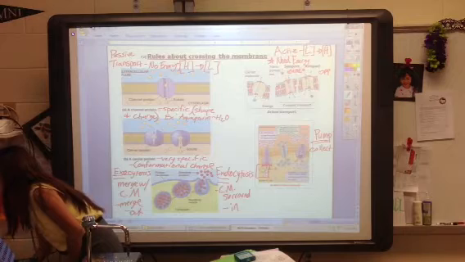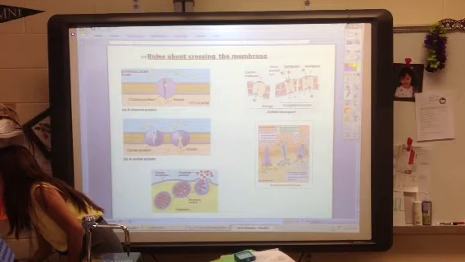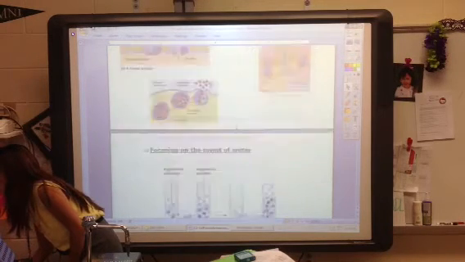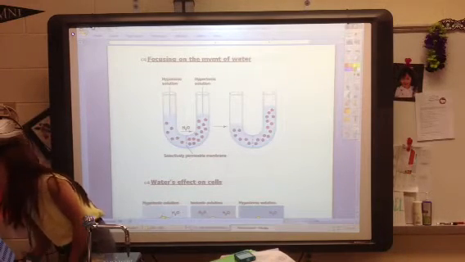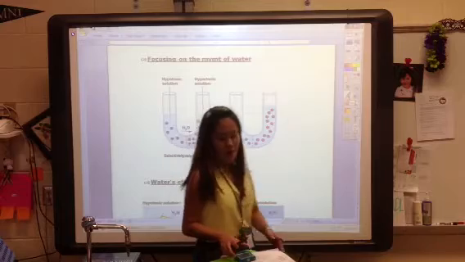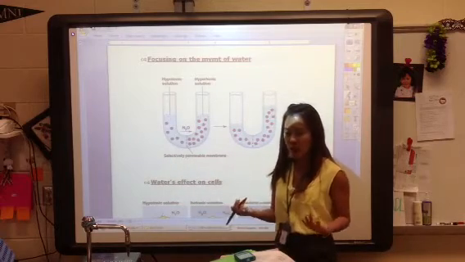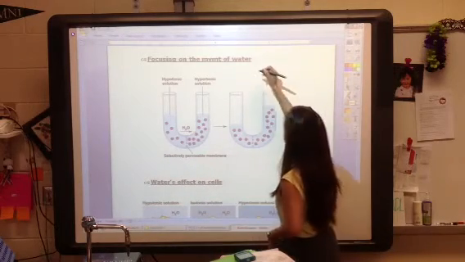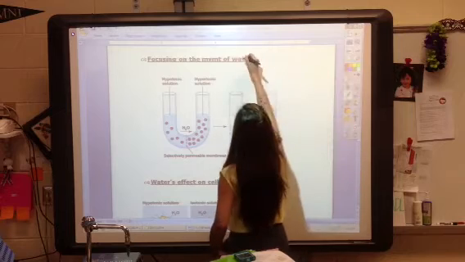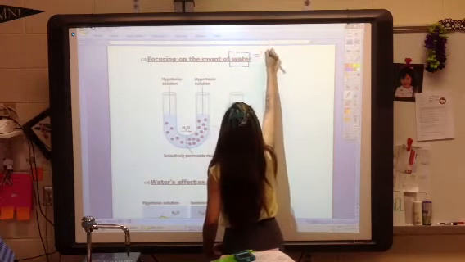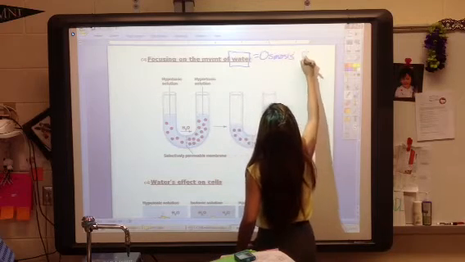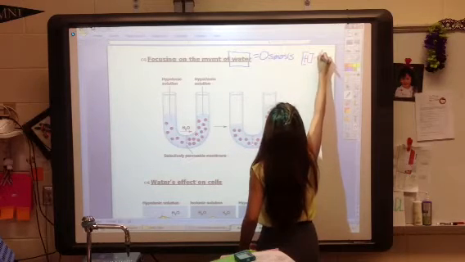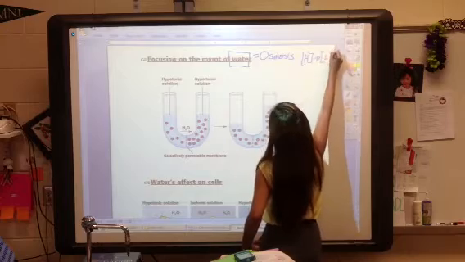But what we really need to be able to do in this unit is predict how the molecules or water are going to be moving. Sometimes it's going to be solute stuff, and sometimes it's going to be water. But the movement of water is known as osmosis. And osmosis is going to move from high to low concentration.